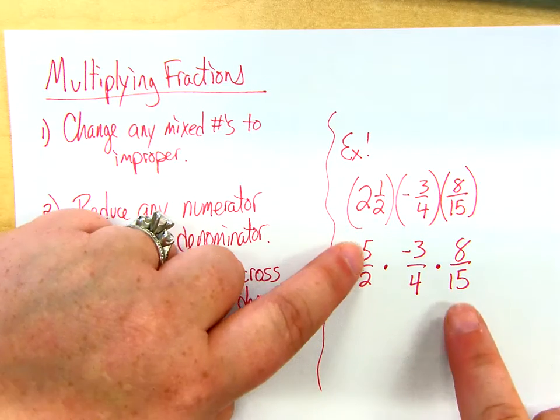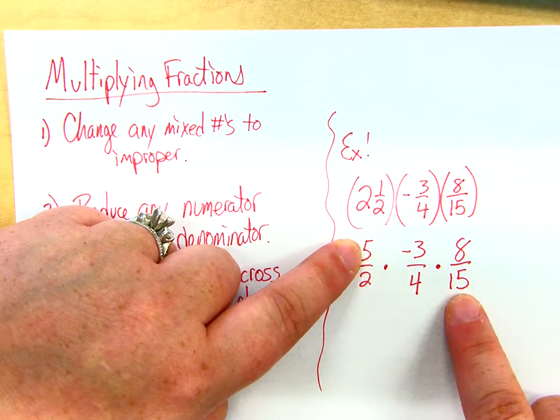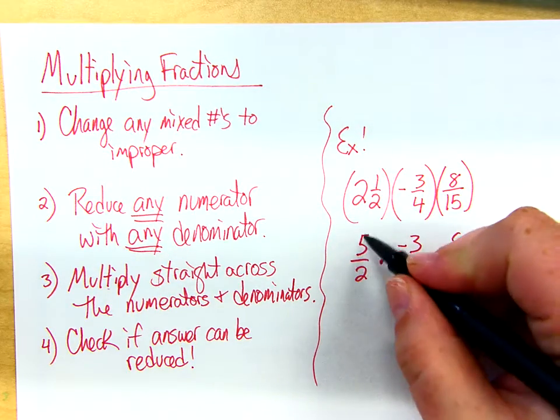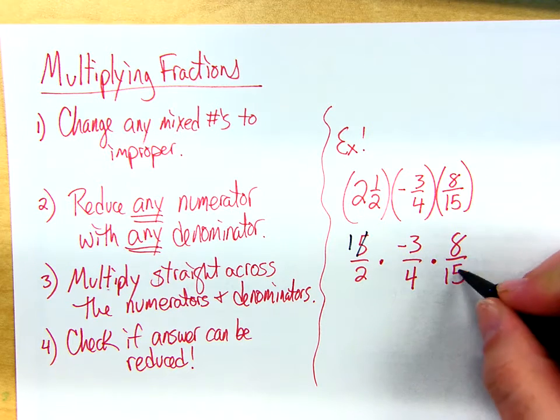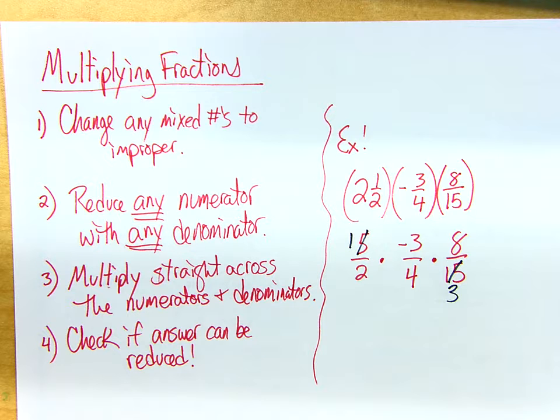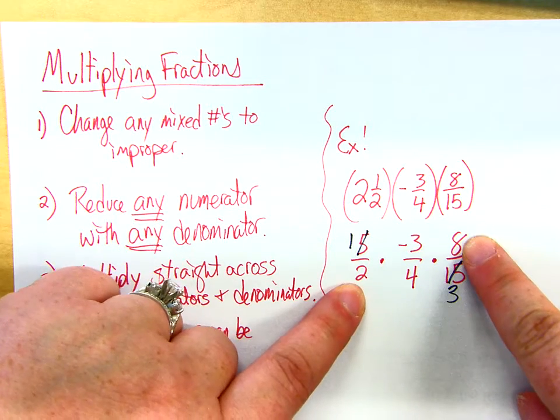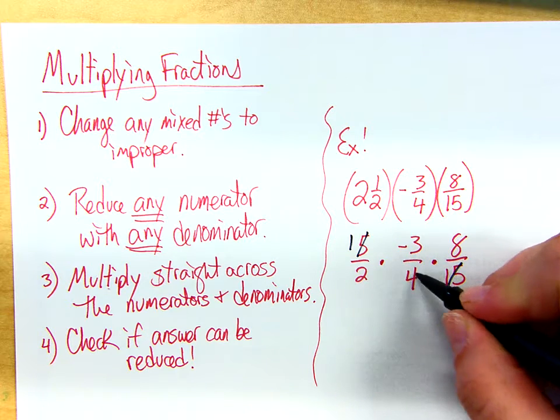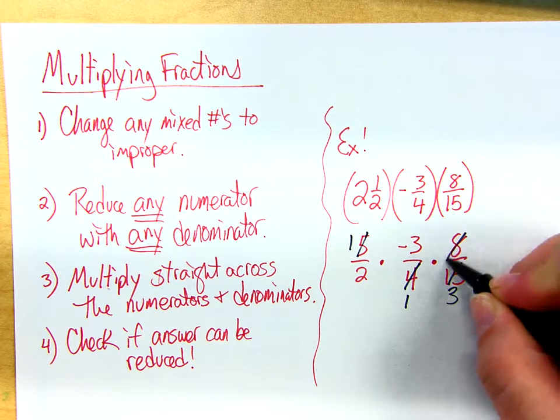Look what I noticed right here. I have a 5 up top and a 15 on the bottom. Can I reduce 5 and 15? Yes. So 5 goes into 5 once, and 5 goes into 15 3 times. We're reducing. Is there anything else I can reduce? Any numerator with any denominator. 4 and 8. You could also do 2 and 8. It actually doesn't matter. But let's do 4 and 8 because 4 is a little bit bigger. 4 goes into 4 once, and 4 goes into 8 twice.